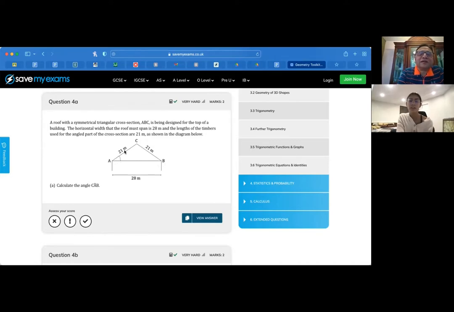Okay, so what they're saying, I think, is that AB is 28, so that's your base. This is a simple isosceles triangle. Drop a perpendicular. So the half is 14, correct? And you need to find this angle, let's say theta. So cos of theta is equal to 14 over 21, correct? And theta equals cos inverse of 14 over 21, and you get your answer, right?